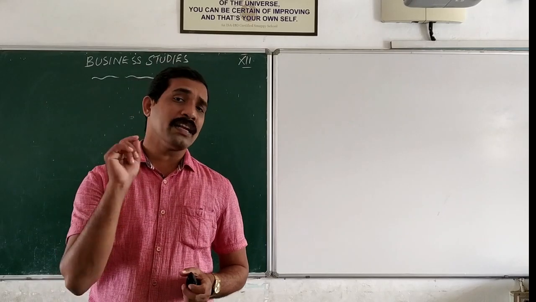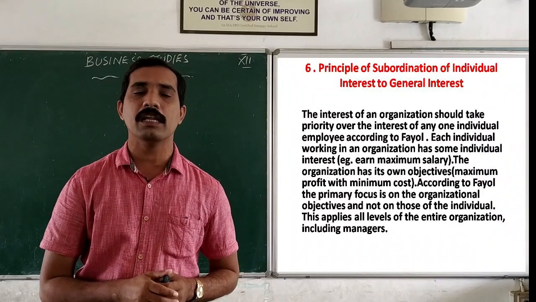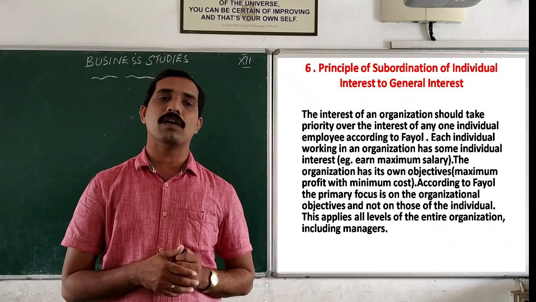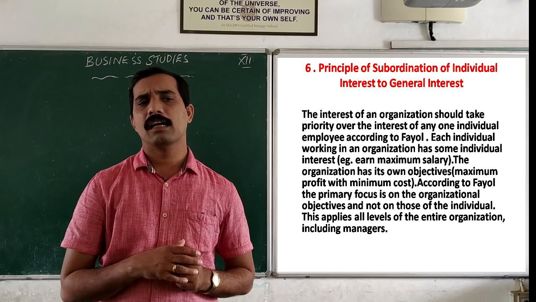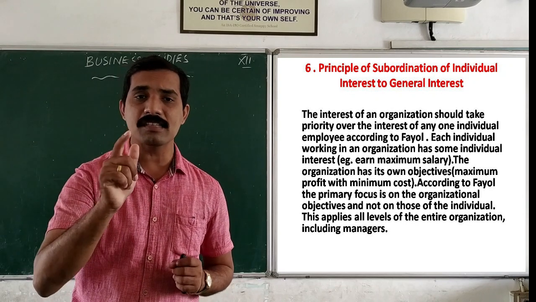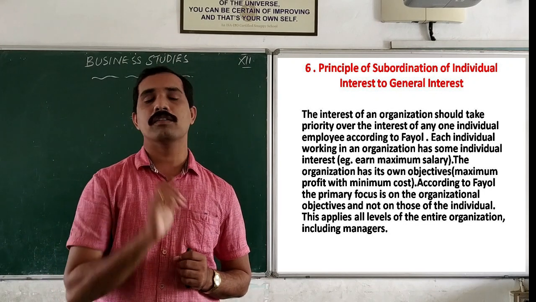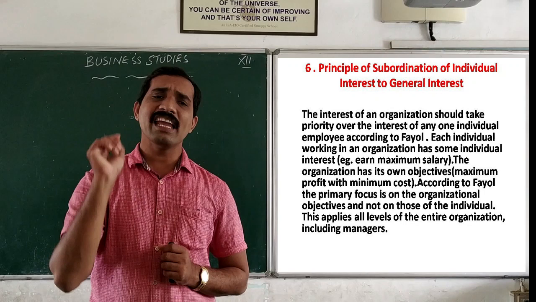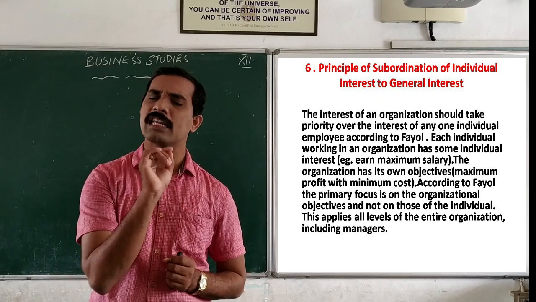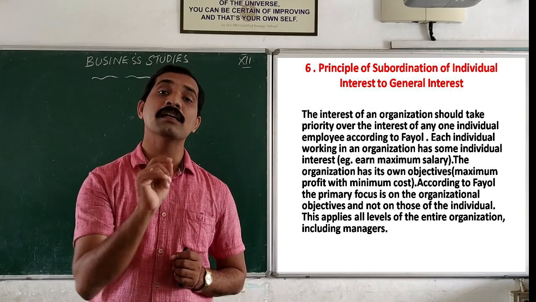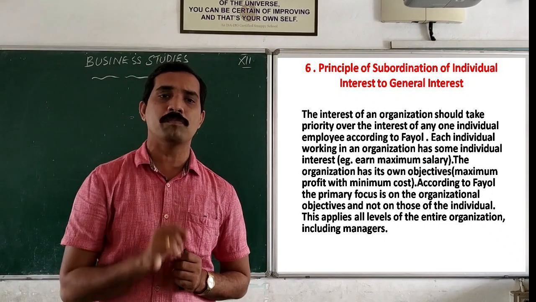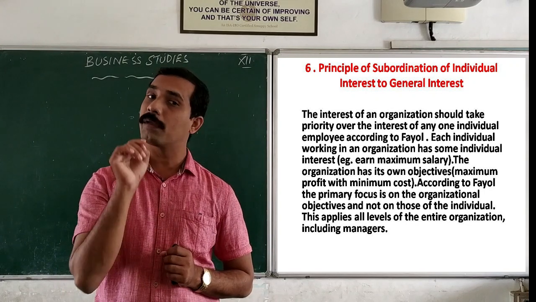Next, the principle of subordination of individual interest to general interest. That is the sixth principle. What is it? The interest of the organization should take priority over the interest of any one individual employee, according to Henry Fayol. Each individual working in an organization has some individual interest. What is an individual interest? That is, to earn maximum salary. And the organization has its own objectives. What is it? Maximum profit with the minimum cost.